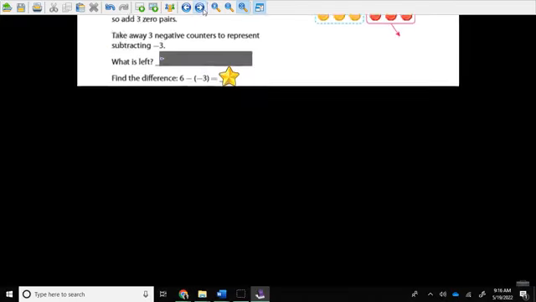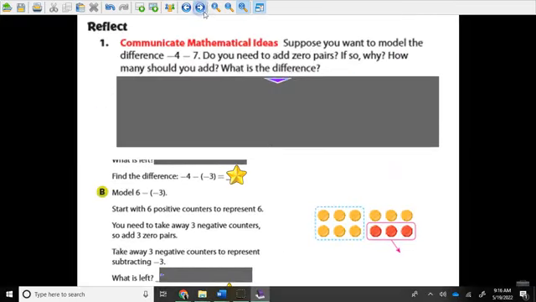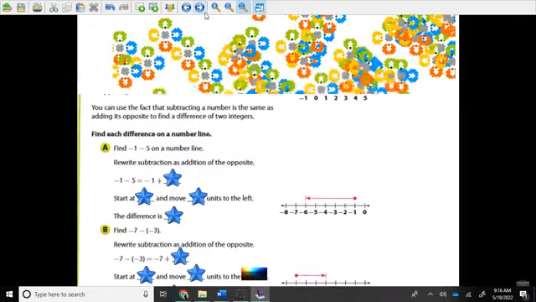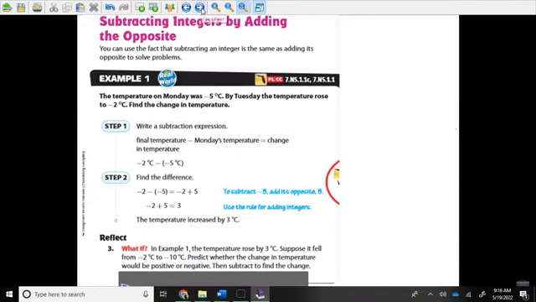So we're just going to skip on down. Subtracting integers by adding the opposite. You can use the fact that subtracting an integer is the same as adding its opposite to solve problems. Example 1, the temperature on Monday was negative 5 degrees Celsius. By Tuesday, the temperature rose to negative 2 degrees Celsius. Find the change in temperature. So start off with negative 2 and then subtract negative 5.